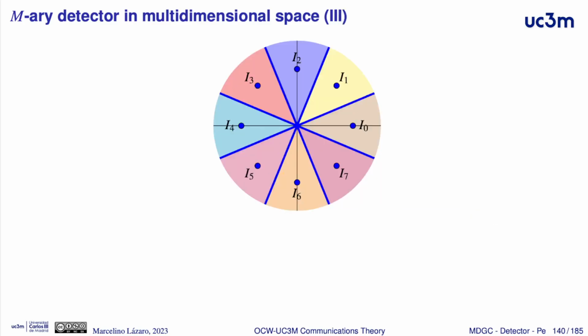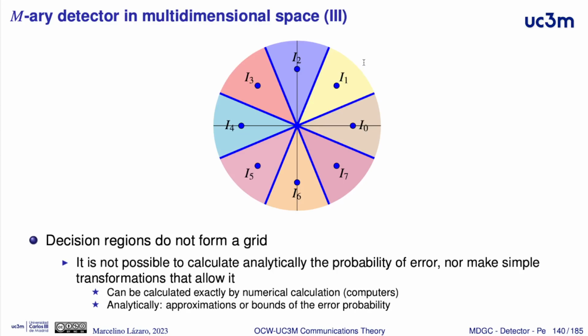However, if we have constellations like this one, where the decision regions are not in a grid, in general it is not possible to compute the exact probability of error, because it is not possible to obtain the exact integral of a Gaussian over a decision region like this one. In these cases, the probability of error can be obtained by numerical computation using computers. And analytical results can only provide approximations or bounds of the probability of error.